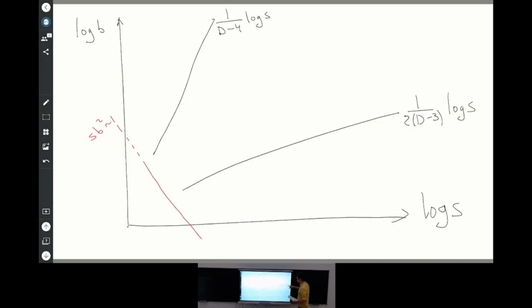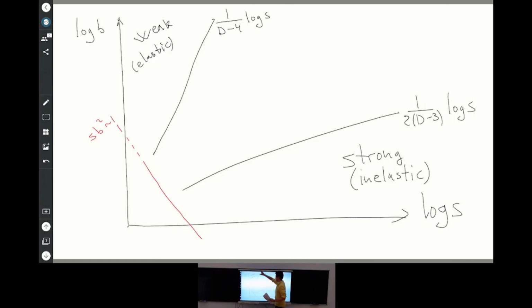This line comes from the impact parameter being equal to the Schwarzschild radius. So this is just b equal to r_s. And so far what I told you is that we expect that here gravity is weak and elastic, and here gravity is strong and inelastic. Okay, this is a collapse region. This is the region where things factorize.